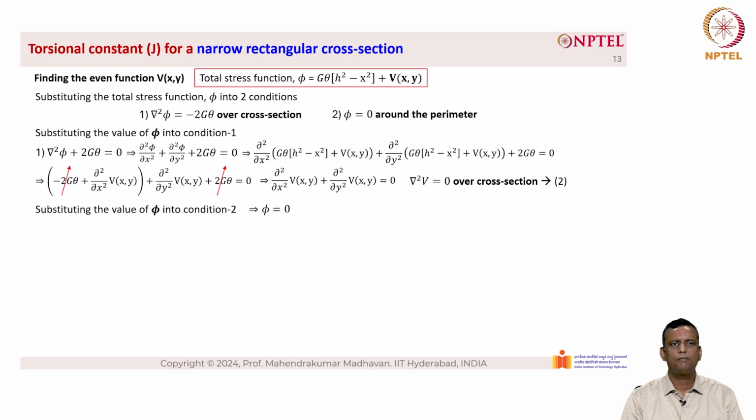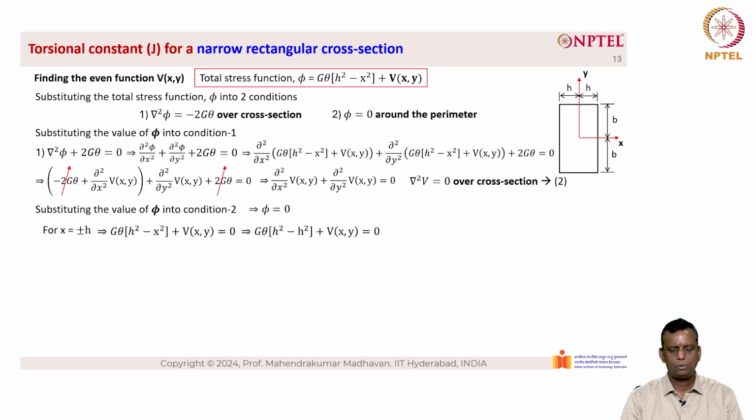Substituting the value of φ into condition 2, which is φ equal to 0 around the perimeter, for x equal to plus or minus h, which is the perimeter, we have Gθ into (h² − x²) plus v(x, y) is equal to 0. So when we substitute x equal to plus or minus h, we have Gθ into (h² − h²) plus v(x, y) is equal to 0. So the first term is equal to 0, and v(x, y) is equal to 0.